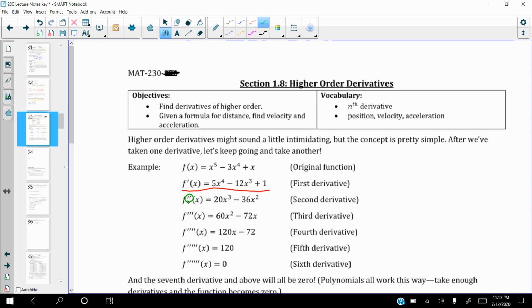And then you would just take the derivative of the previous thing that you just had. So we take the derivative of 5x to the fourth, it's 20x cubed. Take the derivative of negative 12x cubed, and you get negative 36x squared. The derivative of 1 is 0, so it's gone. And then likewise, if I wanted to take the derivative of the second derivative, you now see that we have three prime symbols. It's called f triple prime. That would be 60x squared minus 72.